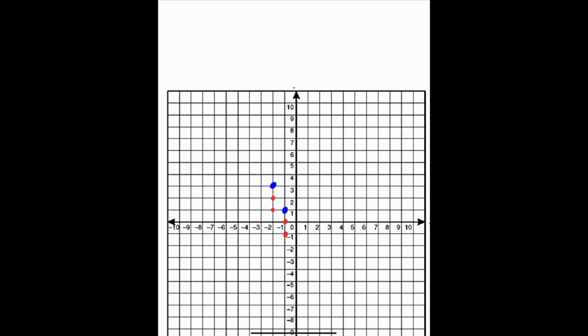Down 2, right 1. Down 2, right 1. Okay? And I'm going to do the opposite. So I'm going to start from the point that I was given and then go up 2, left 1, up 2, left 1, up 2, left 1, and then the points I am content with.